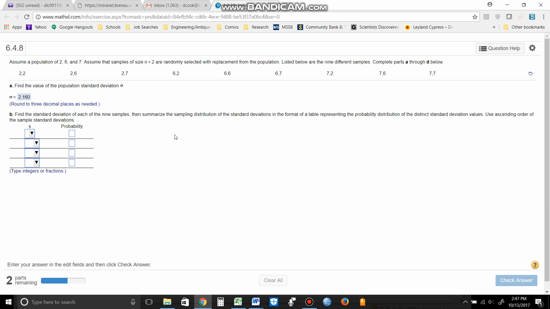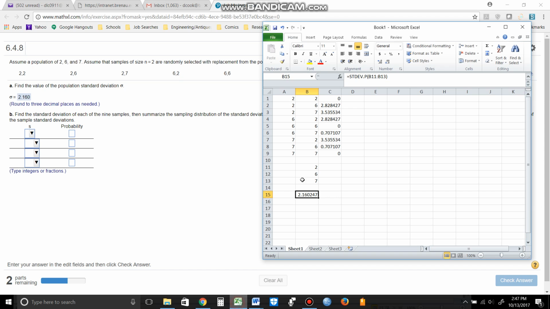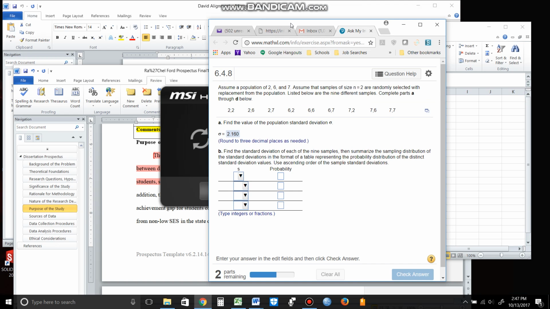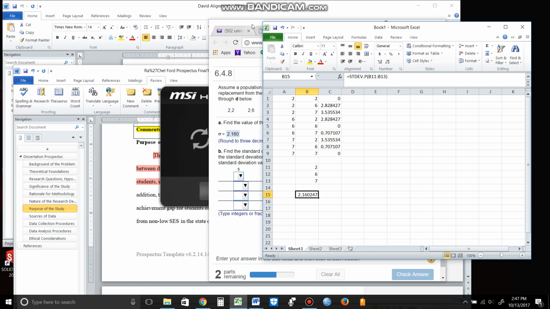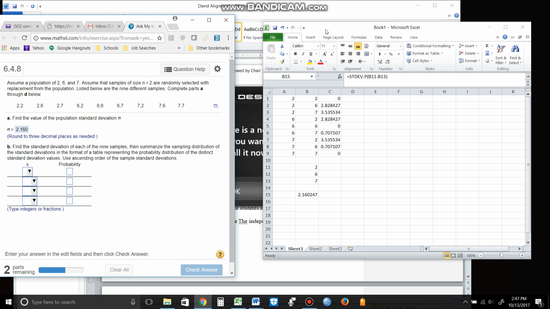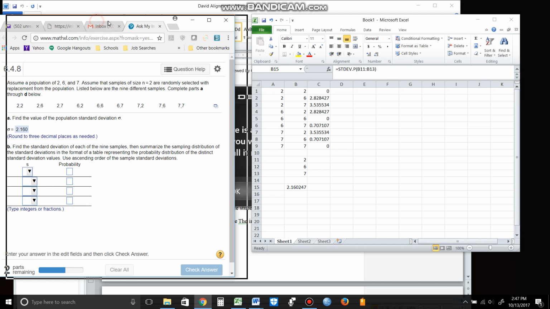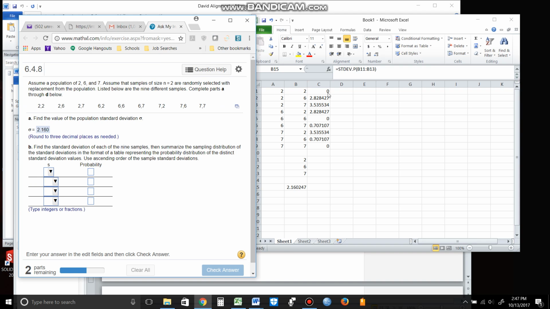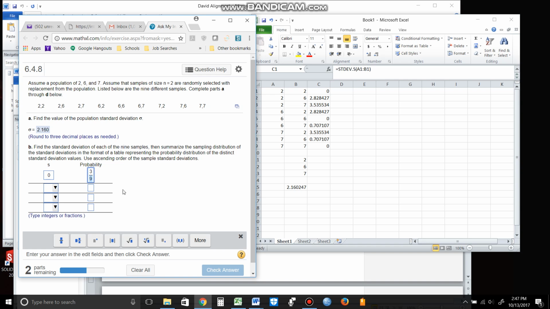So now they want me to complete this table, much in the same way that I did for the variance problem. And as you can see here, I have these tabular values right here. I've already tabulated the values, created the ordered pairs, and then found the sample standard deviation using stdev.s for each of these. So as you can see, clearly the first value is going to be 0, and there's going to be 3 out of 9 for that one.